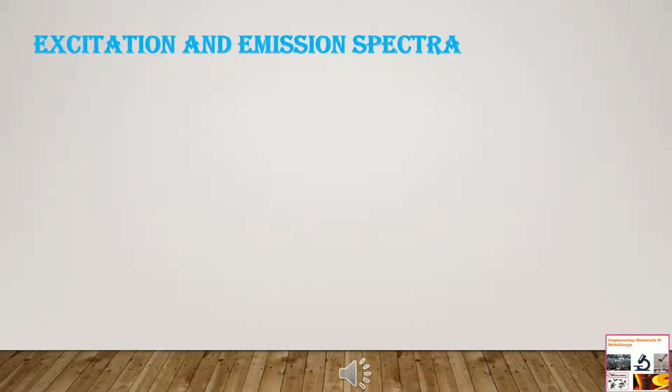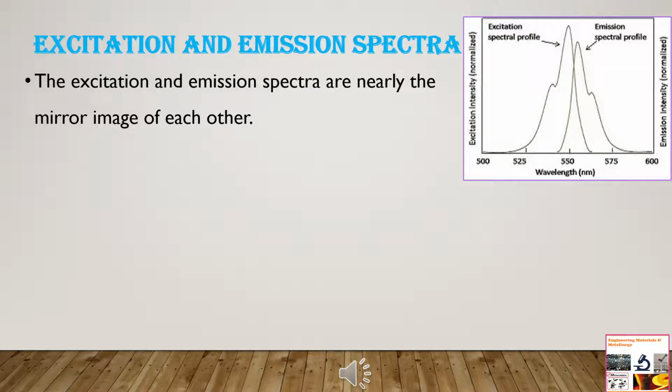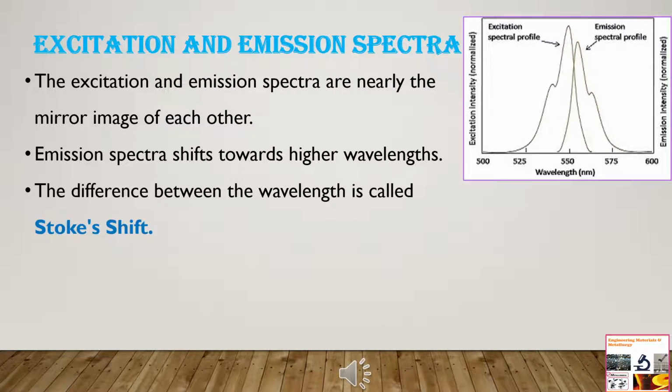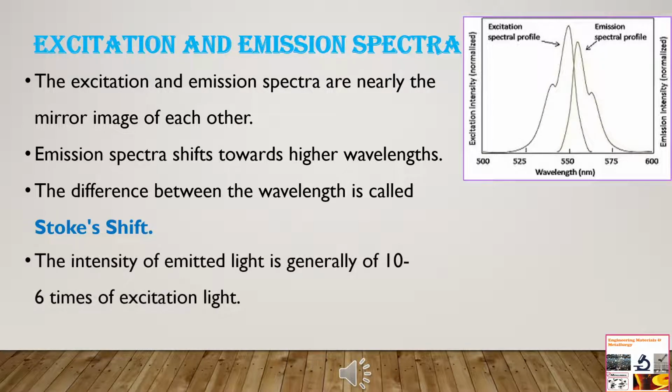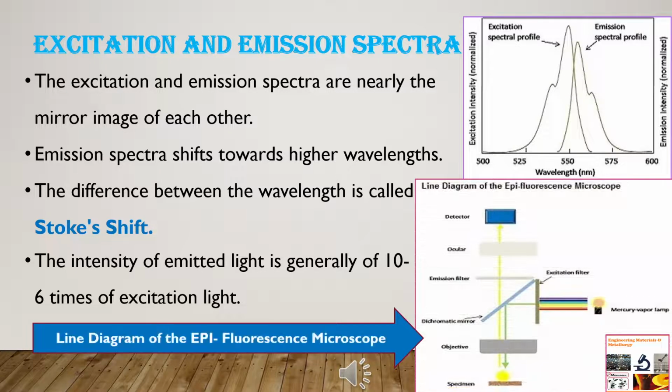Excitation and emission spectra. 1. The excitation and emission spectra are nearly the mirror image of each other. 2. Emission spectra shift towards higher wavelengths. 3. The difference between the wavelengths is called Stokes shift. 4. The intensity of emitted light is generally of 10^-6 times of excitation light. Line diagram of the epifluorescence microscope.